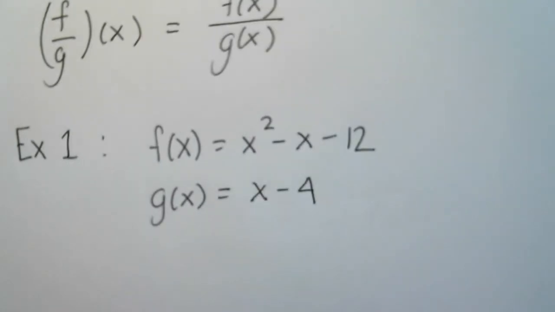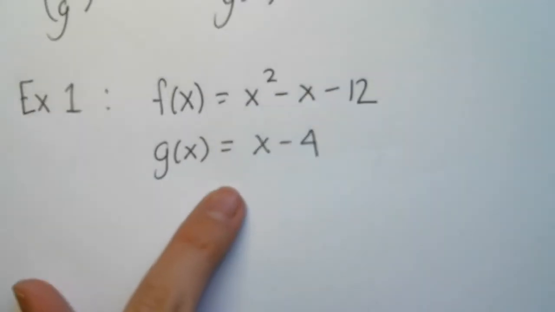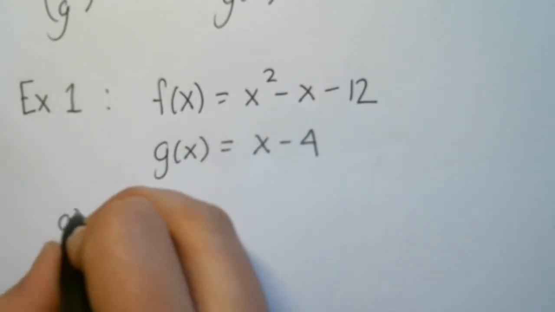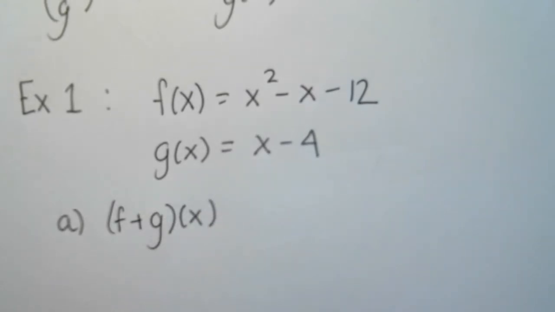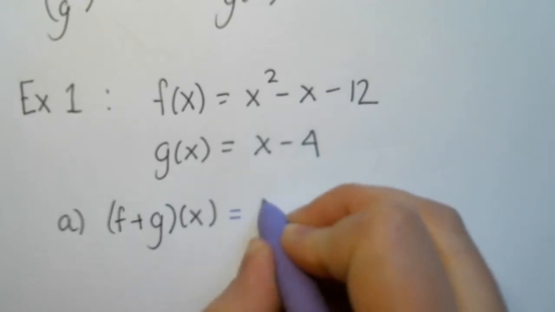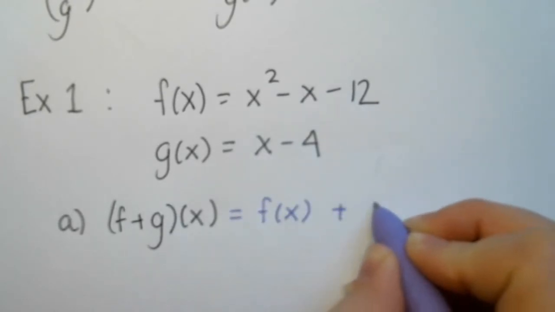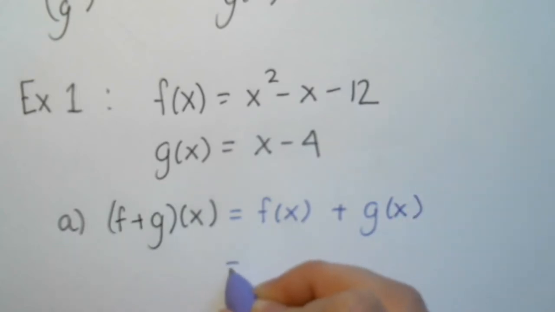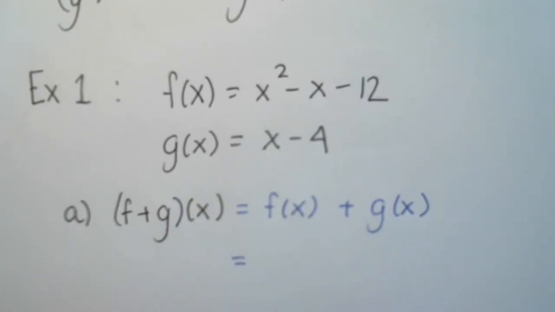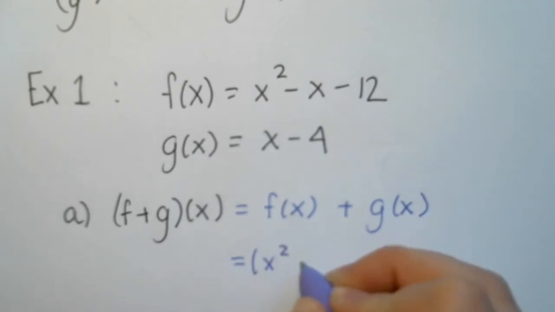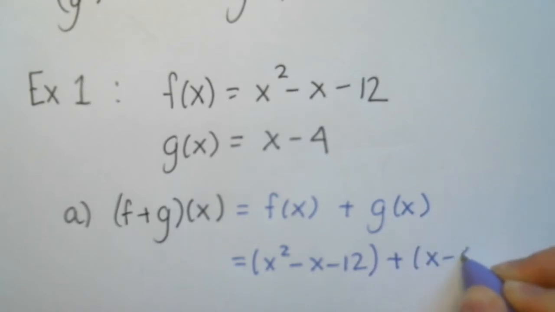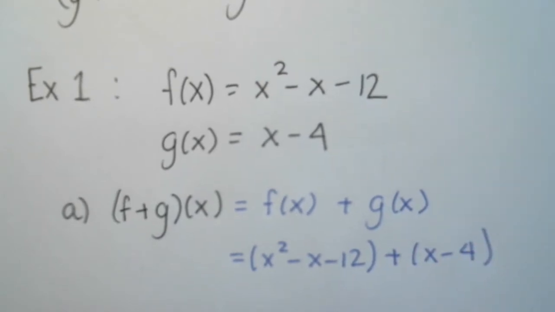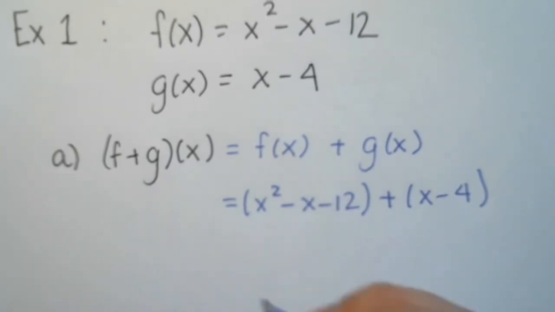All right, so we're going to go ahead and go through those four operations using these two functions. Okay, so first we're going to do addition. Okay, so for f plus g of x, we are just going to add our two functions together, f of x plus g of x. Okay, so our function f of x is here, so that's going to be x squared minus x minus 12 plus our function g of x, x minus 4. Okay, and then we're just going to add these two by combining like terms.